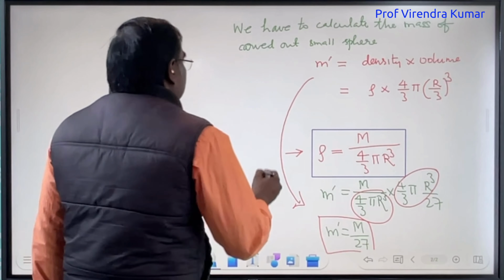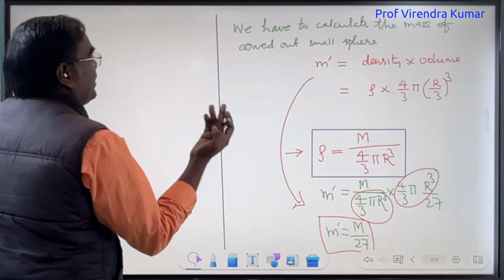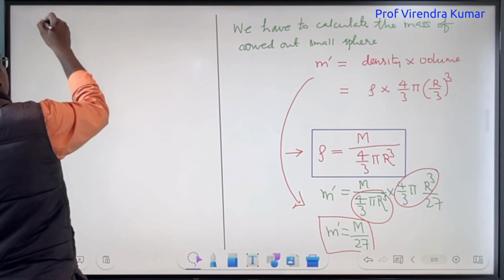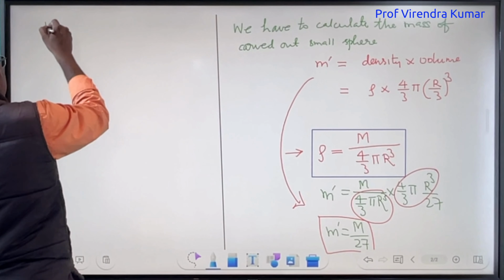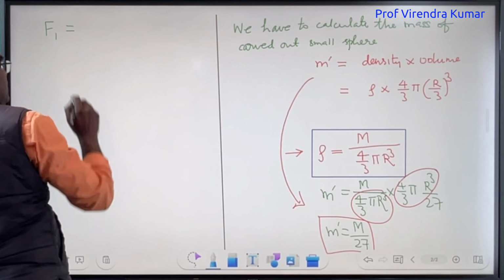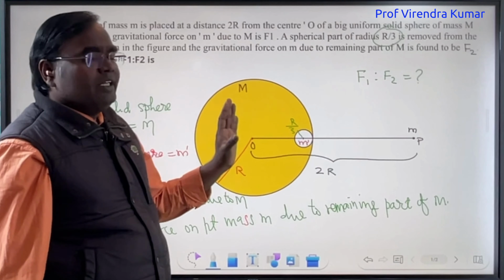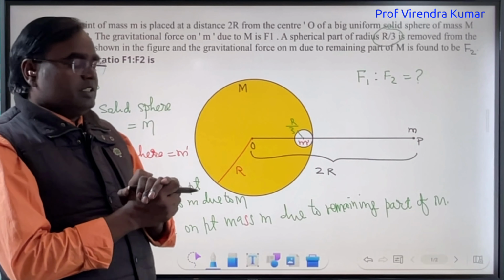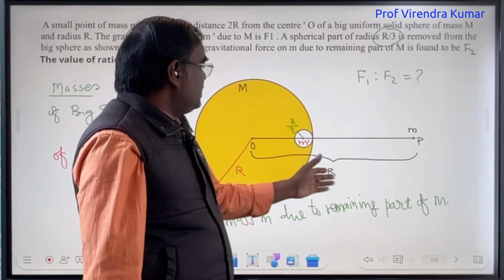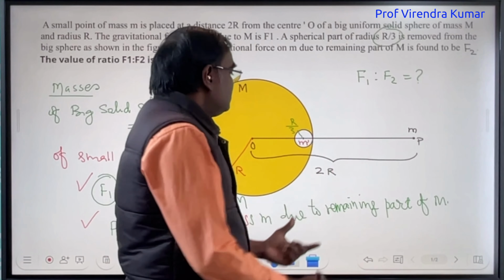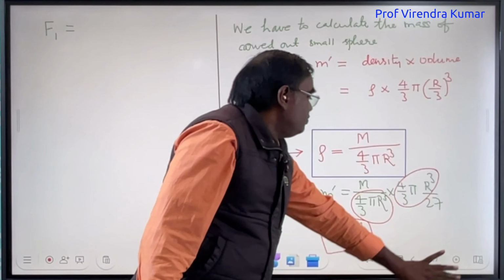So now let us calculate F1 upon F2. F1 and F2 are the gravitational forces. See, this is the distance of the point mass small m, that is 2R, right? So we'll use this.